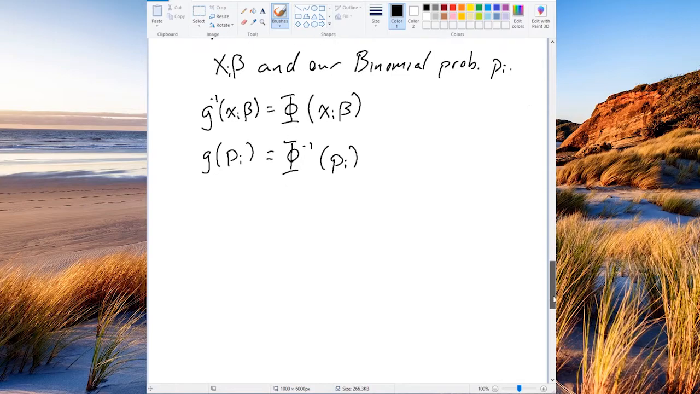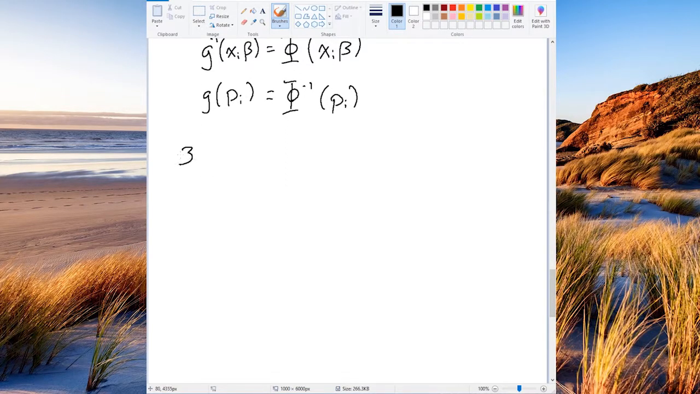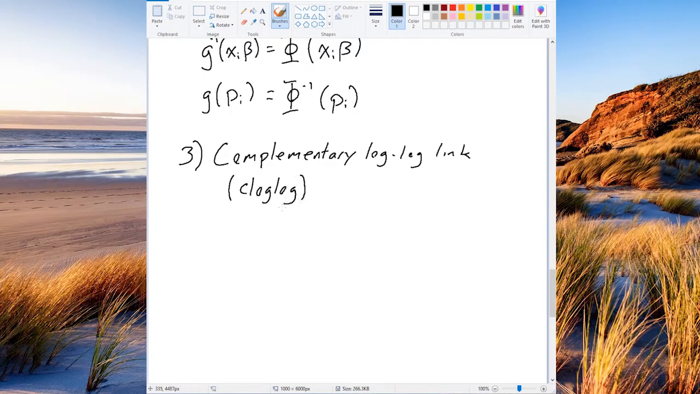And the last binomial link function I want to talk about is something called the complementary log-log link. Let me write it down on the next line. That's the proper way of referring to this. Sometimes you'll hear it referred to as the clog-log link function, complementary log-log link.